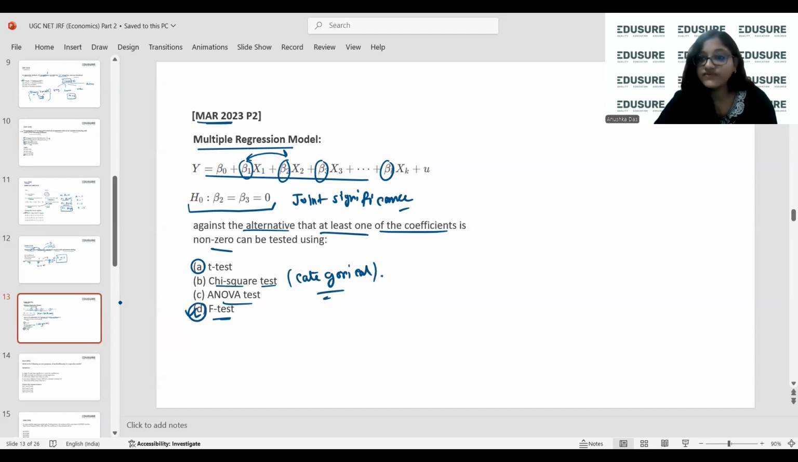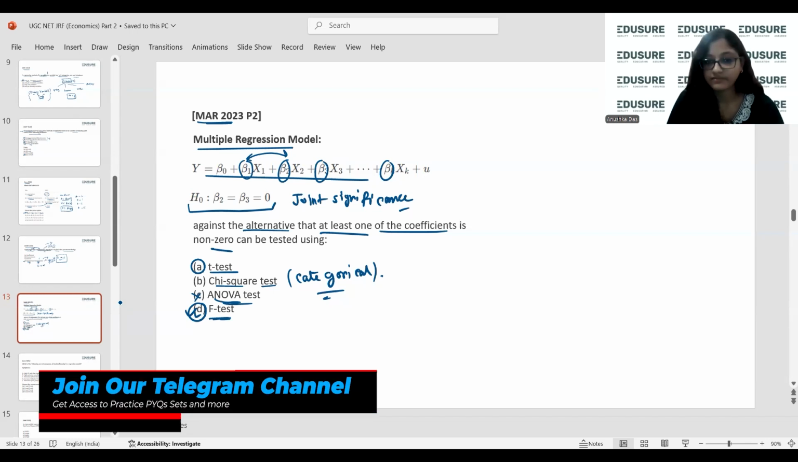So chi-square test is used for categorical data or categorical variables. Categorical again means qualitative variables. If qualitative variables are present in your model, you can use the chi-square test to find out significance, and not the regression coefficients. T-test is used for individual regression coefficients. F-test is for joint significance. And ANOVA is a different thing. It is used to compare the mean values of two or more groups. It is not about the regression coefficients at all. So ANOVA is out. Chi-square test is used to find out significance of the categorical variables particularly. So here the answer will be option number D.